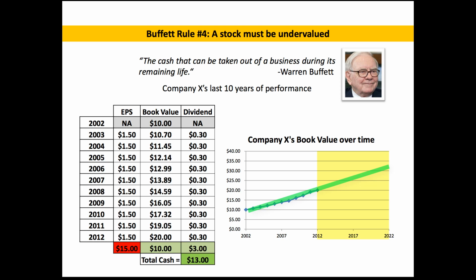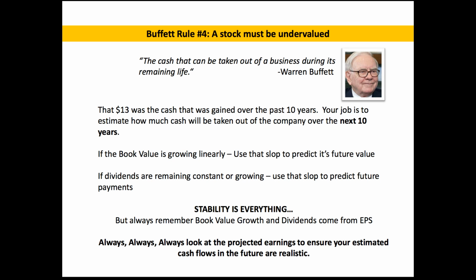We can also assume, and these are the assumptions you have to make whenever you're trying to estimate how much cash can be taken out of this business for its remaining life, which we're doing for an additional 10 years, that the dividend is going to remain constant at 30 cents a year. That $13 was the cash that was gained over the past 10 years, but your job is to estimate how much cash will be taken out of the company over the next 10 years.